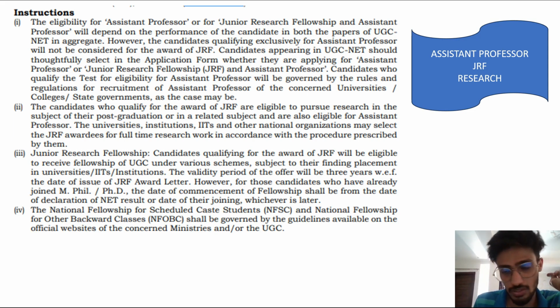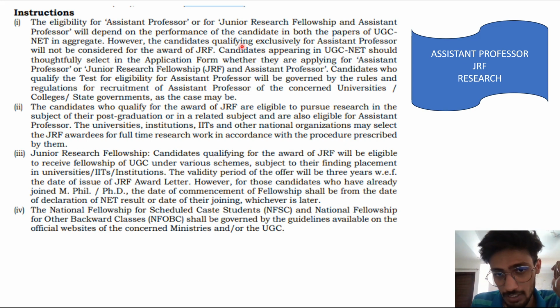Next is instructions. This is important. The eligibility for assistant professor or junior research fellowship and assistant professor will depend on the performance of the candidate in both the papers in aggregate. So this is important. If you are choosing assistant professor and junior research fellowship and assistant professor, your performance should be based on both the papers. They will make the result as per the aggregate of both the papers, paper 1 and paper 2. So both the papers are important.